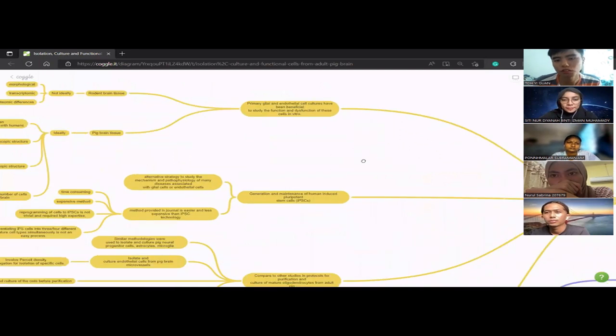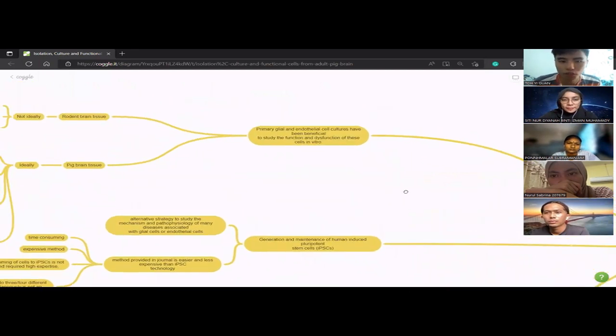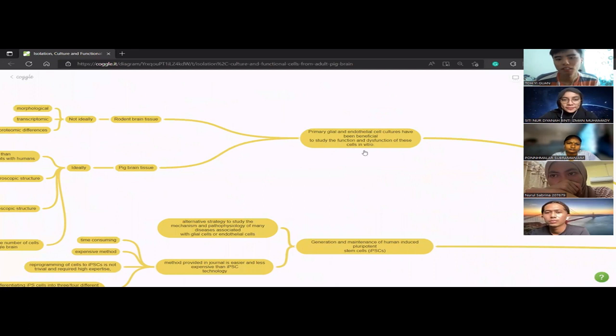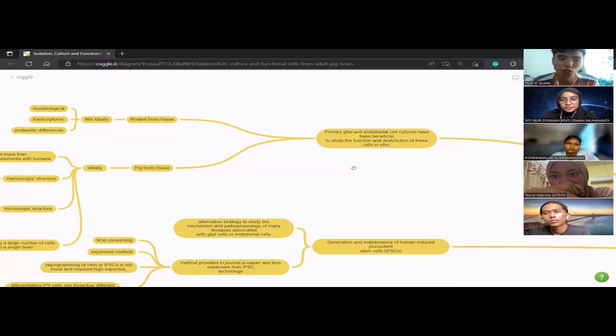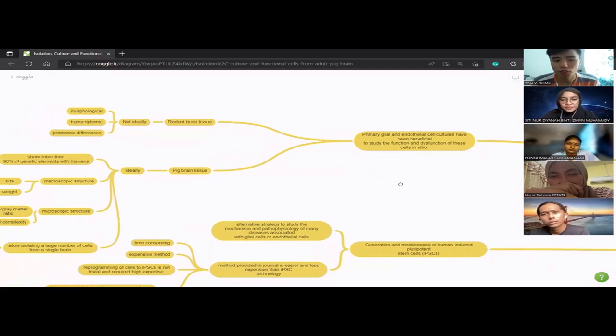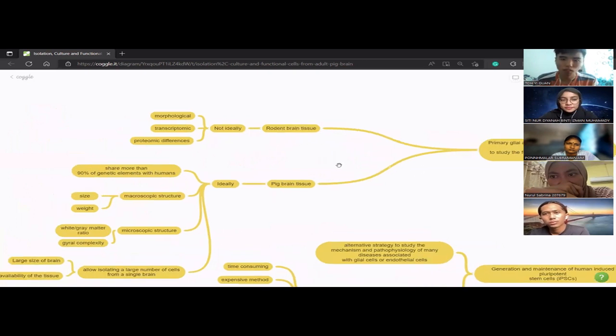So first of all, the discussion mentioned that the primary glial and endothelial cell culture has been beneficial to study the function of these cells in vitro. It also mentioned that these 2 tissues have their specificity. However, the rodent brain tissue is not ideal because of its morphological, transcriptomic, and proteomic differences.